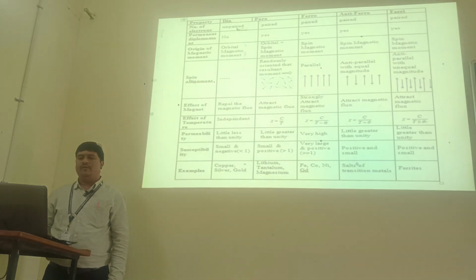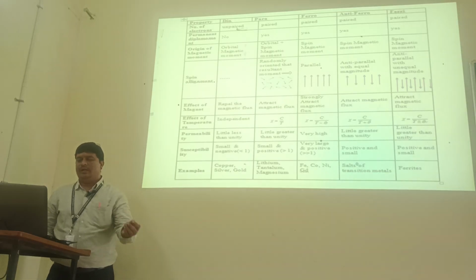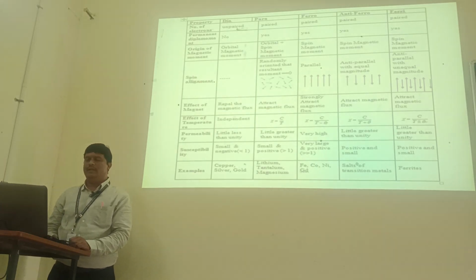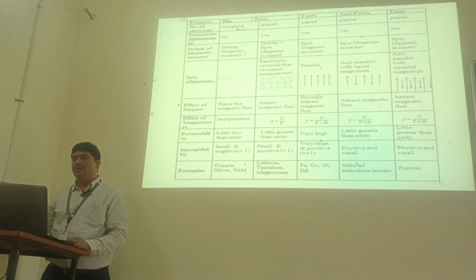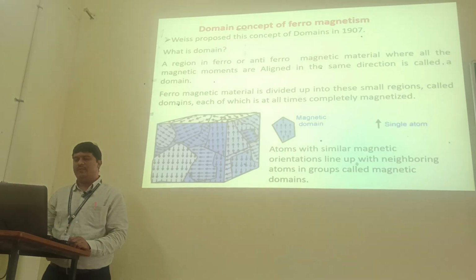Examples: in the diamagnetic material, copper, silver, gold. In the paramagnetic material, lithium, tantalum, and magnesium. Next, in the ferromagnetic material, iron, cobalt, nickel, cadmium. Next, in the antiferromagnetic material, salts of transition metals. Here, ferrites in the ferrimagnetic materials. So these are the classifications and properties of magnetic materials.